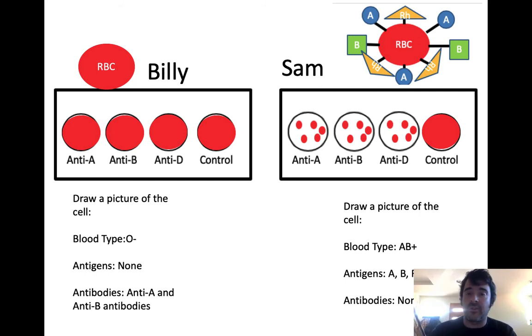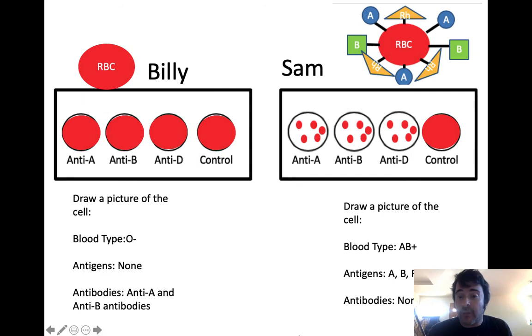So Billy can donate to Sam, sure, but can Sam donate to Billy? So now we look at the antigens on the surface of the red blood cell, A, B, Rh antigens, and we look at the antibodies Billy produces. If you were to introduce Sam's blood into Billy, the anti-A antibodies would bind to the A antigens, causing the blood to clump. The anti-B antibodies would bind to the B antigens, causing the blood to clump. You would get a massive agglutination reaction, and then eventually all those red blood cells would burst open, and you would kill Billy if you introduced Sam's blood into Billy. So no, Sam cannot donate to Billy.